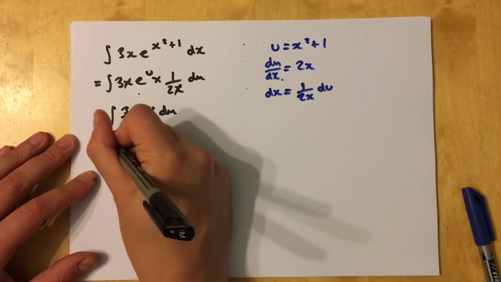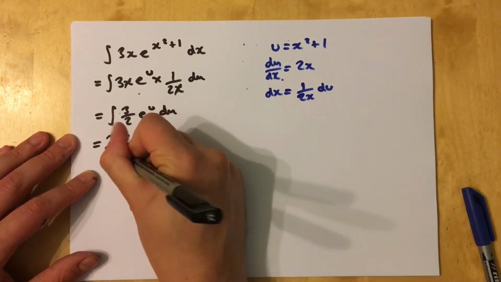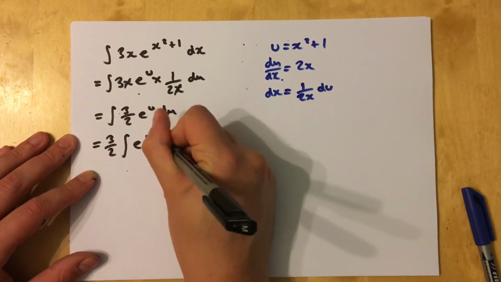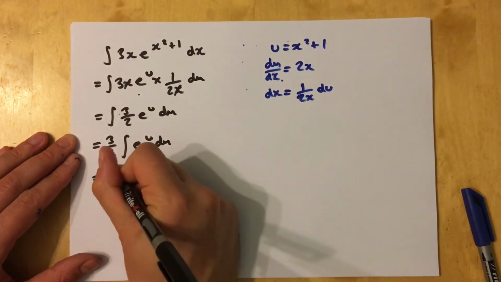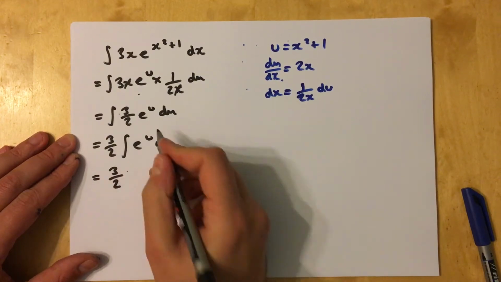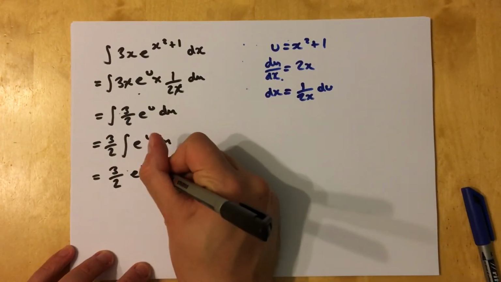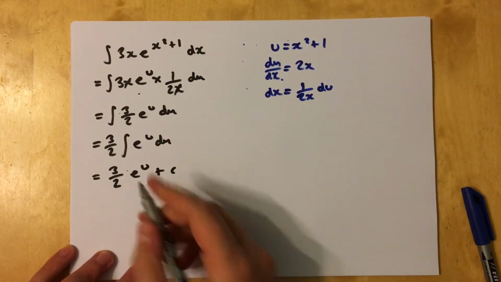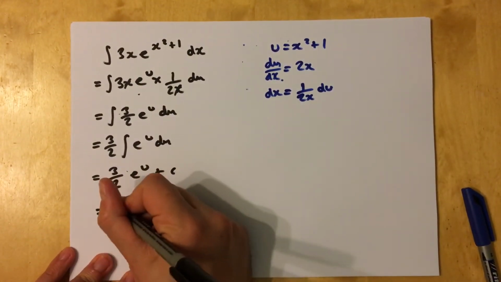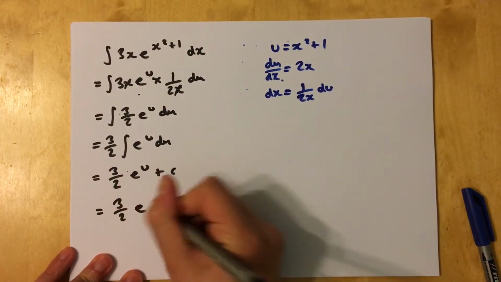We can take the 3 over 2 out of the integral if we wish. So then we end up with 3 over 2 times the integral of e to the u with respect to u, which is just e to the u plus c. Remember to undo the substitution if you like.